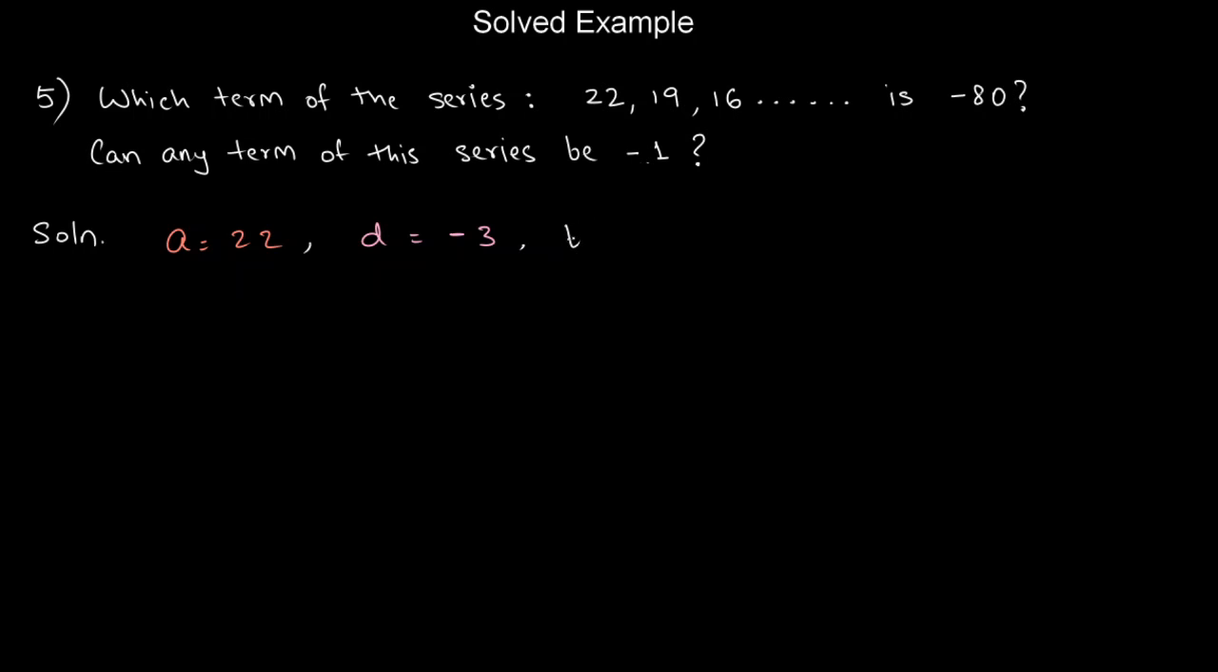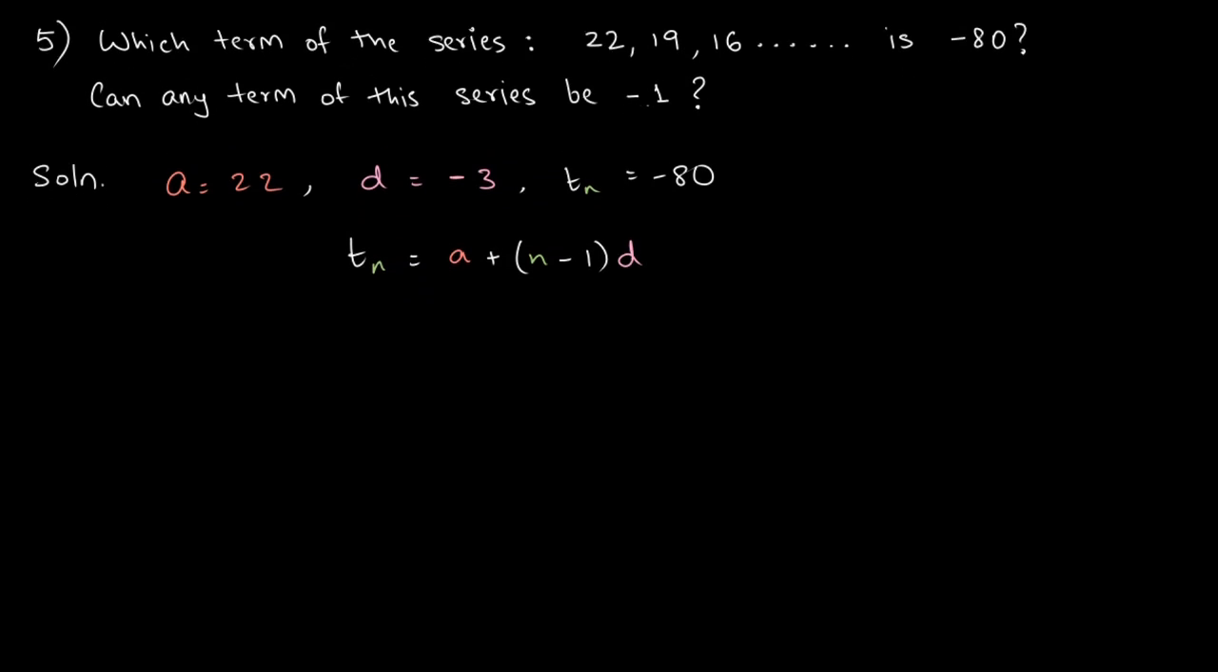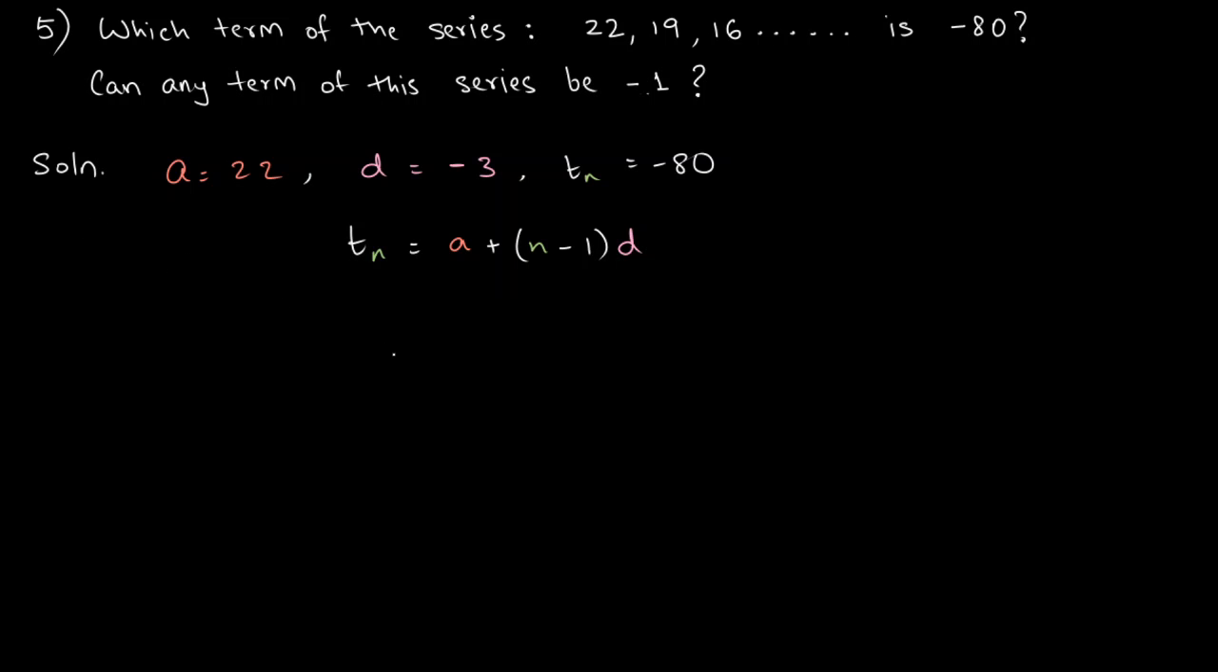So I can take Tn, the nth term, to be negative 80, because they've asked us which term, so they're asking us the position of the term negative 80. So we'll have to find the value of n, and for that we will use the formula for the general term, which is Tn is equal to a plus n minus 1 into d. This is the formula that we're going to use, where we'll substitute the values that we know. So Tn can be substituted as negative 80, a can be substituted as 22, plus n is the value that we want to find here.